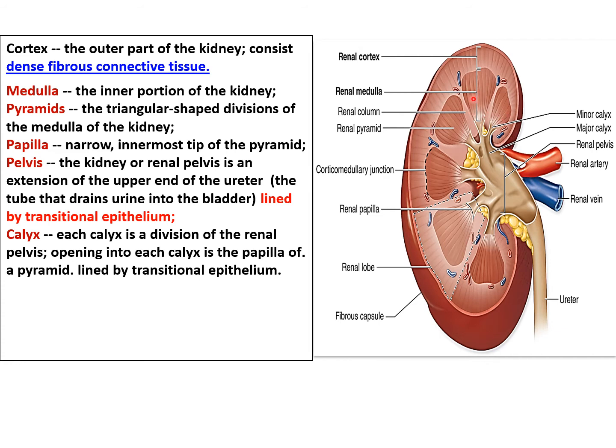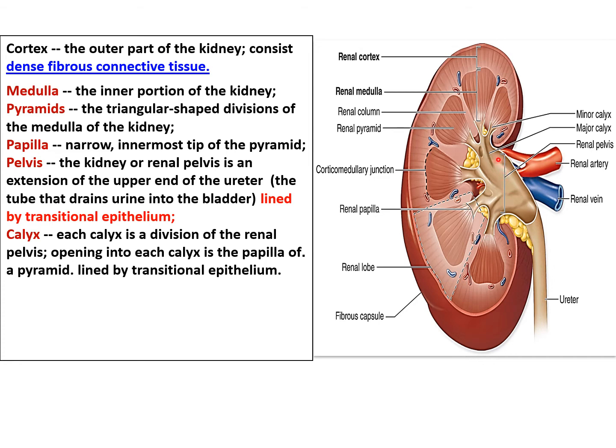In the medulla region, there is a special structure called the pyramid. This is the pyramid. At the tip of each pyramid, there is a narrow structure or narrow opening, which is called the papilla. This is the papilla region or renal papilla.